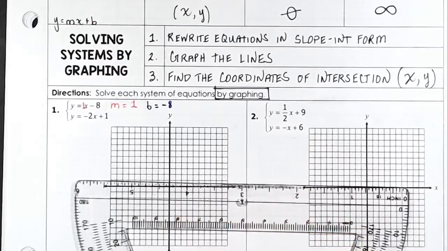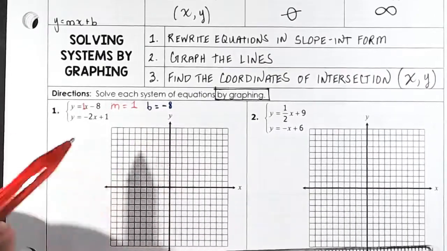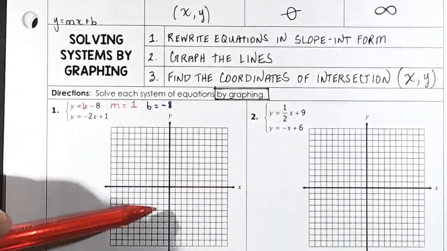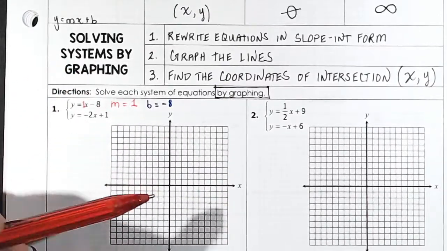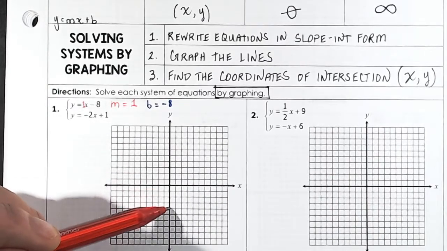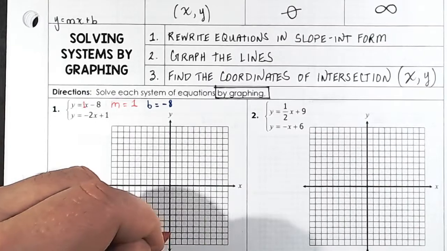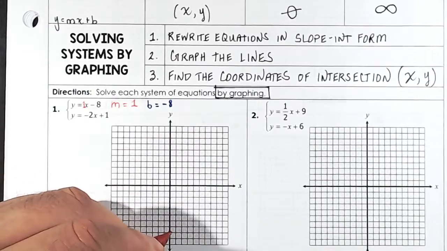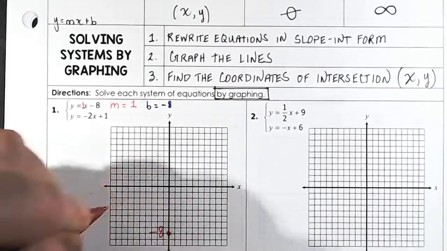So let me graph that line in. I'll graph this line in using red. First I'm going to identify my y-intercept. I'll go down to negative 8, and we have just a blank graph. Let's interpret each one of these lines as 1. So this would be negative 1, negative 2, negative 3, negative 4, negative 5, negative 6, negative 7, negative 8. Please make sure you're doing this along with me. Right here at negative 8, I'm going to put a dot, and I'm going to write negative 8.